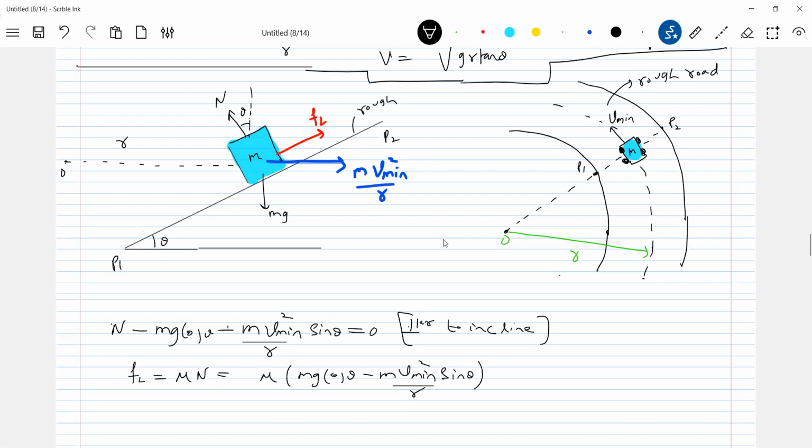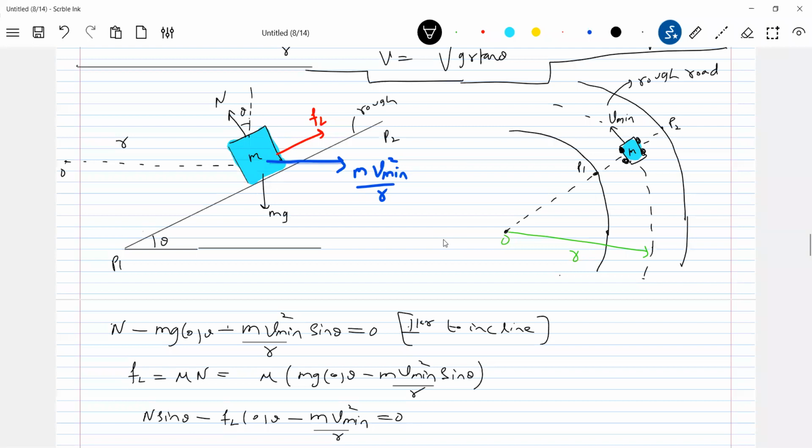Along the y-axis, this is a required thing, like what we did in the laws of motion chapter. So now, we got the value of N, no? So I'll go for this one: N sin theta minus FL cos theta minus mv minimum square by r equal to 0.